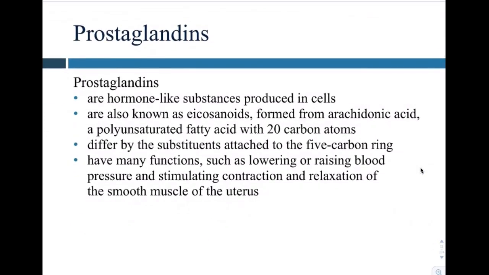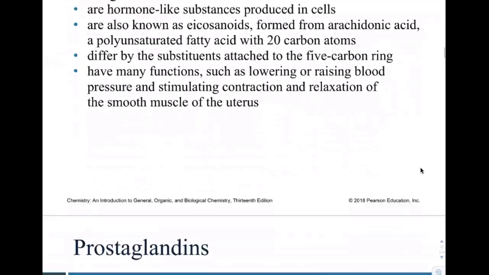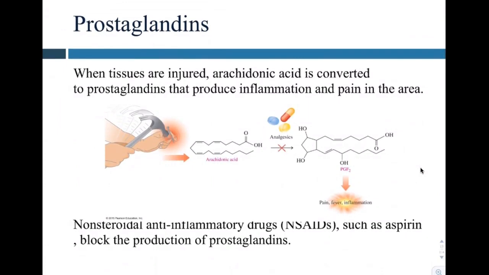Prostaglandins are hormone-like substances, and they're things that we need to lower or raise blood pressure, and to contract smooth muscles in the uterus. So you have to have these hormone-like substances, and they are made from essential fatty acids that you need. Prostaglandins also reduce inflammation and pain in an area. And so we can see here's the acid that I need to take in to make these things.